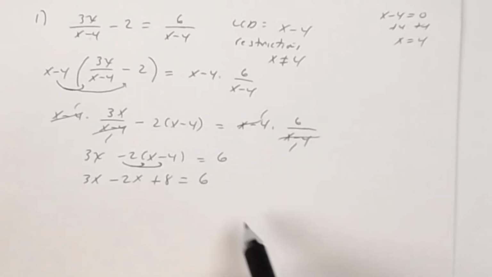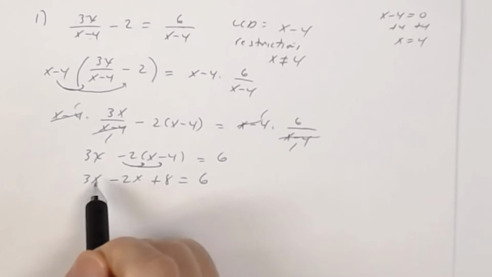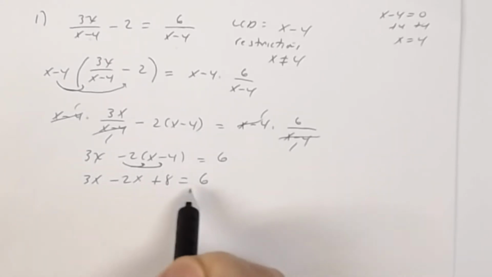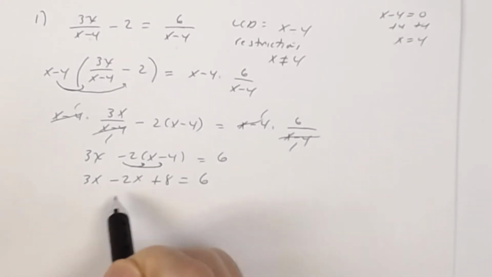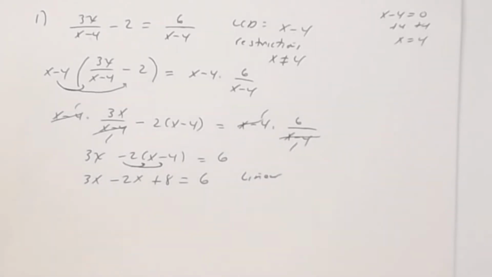Equals 6. Now notice I went from a rational equation to a linear equation. Notice in this linear equation, I don't have any fractions any longer. So that was the intent. So now it makes things a lot easier to deal with.